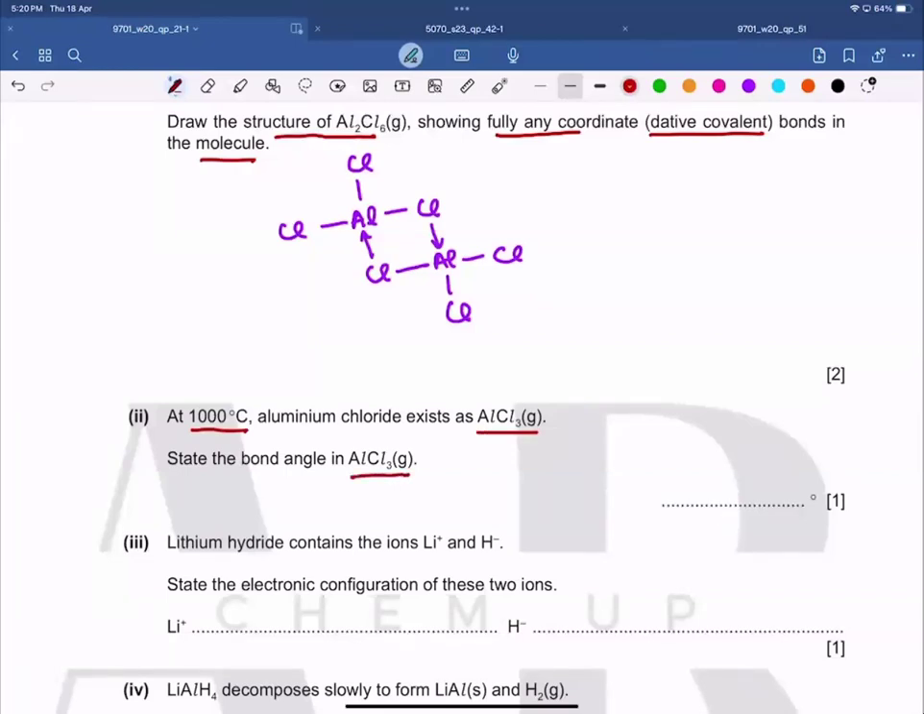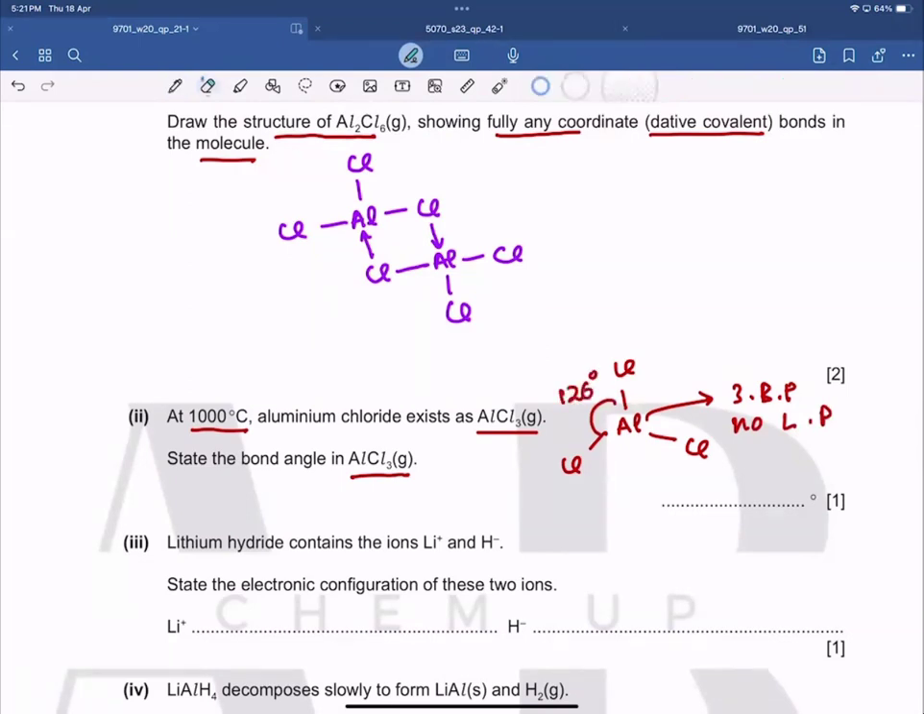Okay. Now, at 1000 degrees Celsius, aluminium chloride exists as AlCl3. State the bond angle. So if you see, yeah, it's 120 because aluminium belongs to group 3 and it has 3 bond pairs over here. And if it belongs to group 3, it means it has only 3 valence electrons, so there will be no lone pair. So if this is the case, the shape is trigonal planar and the bond angle is 120 degrees.